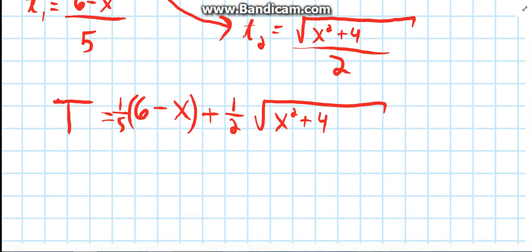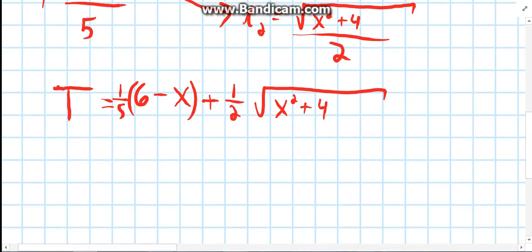Okay, and that was a tough one to set up. We've never done one like that before. But now that we have an equation for it, we want to minimize it. All we're going to do is derive it. Okay, so the derivative, which we're going to write as dt by dx, is equal to negative 1/5.